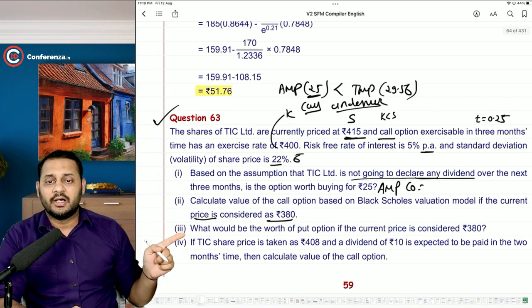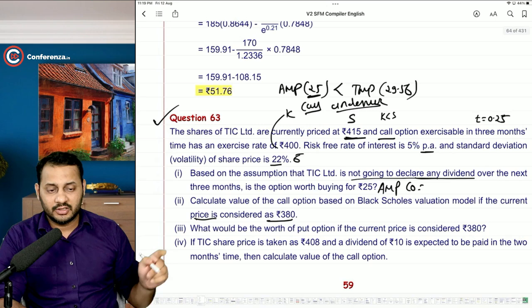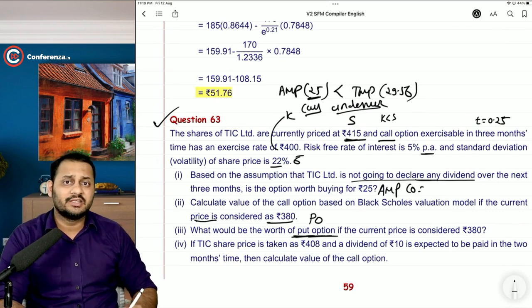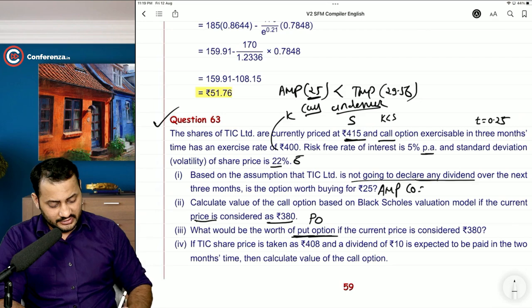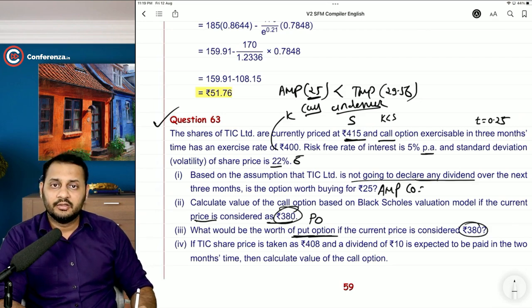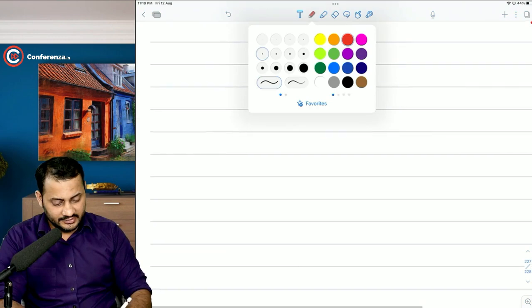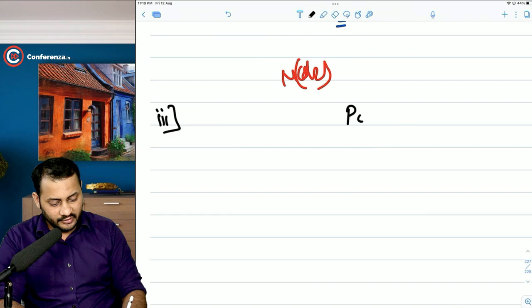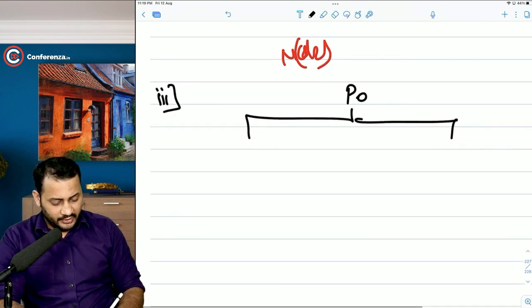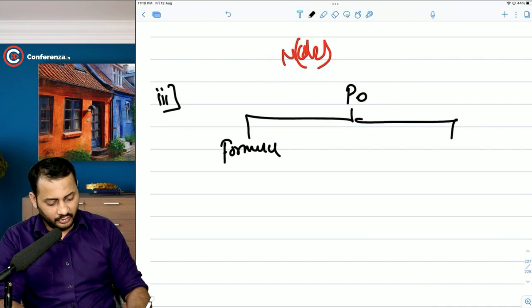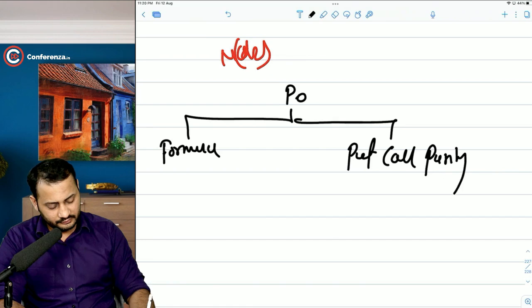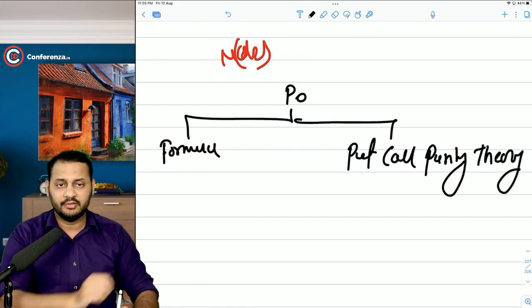Okay. Third part: what would be the worth of a put option if the current price is considered to be 380? Now they want to calculate the value of the put option. How to do that? There is a formula ready with us. This is 380, right? So in the third part, there are two different methods to calculate the put option. One, you can go with the formula, or you can go with a new theory called put call parity theory. So we are going to learn about this theory.